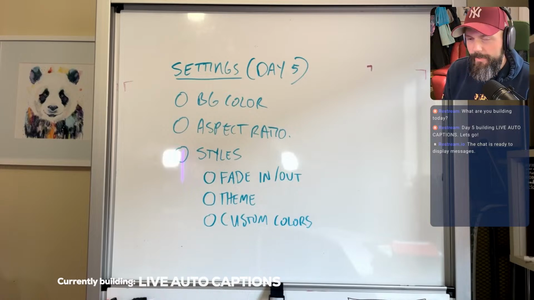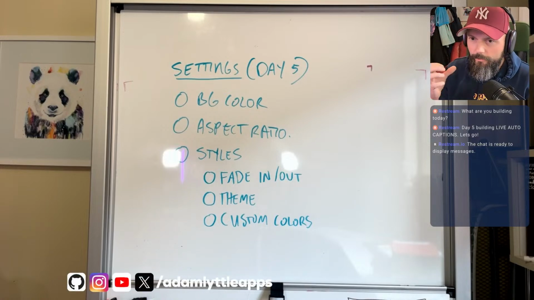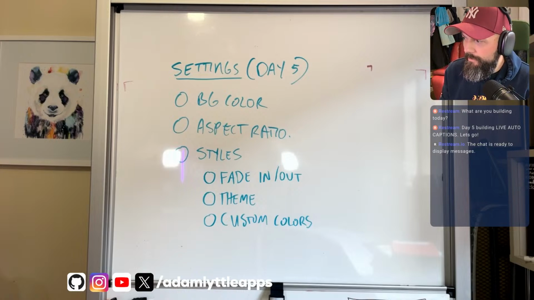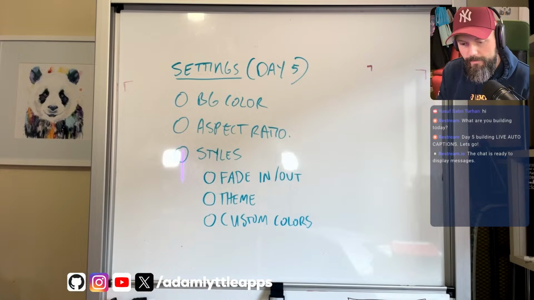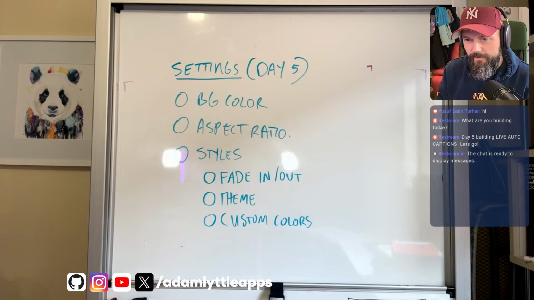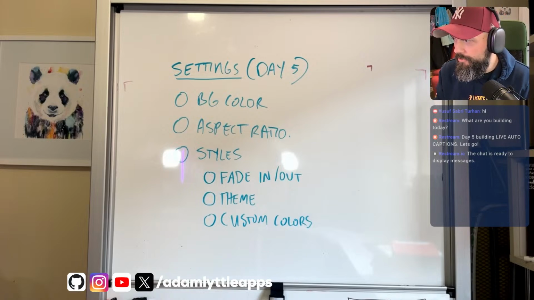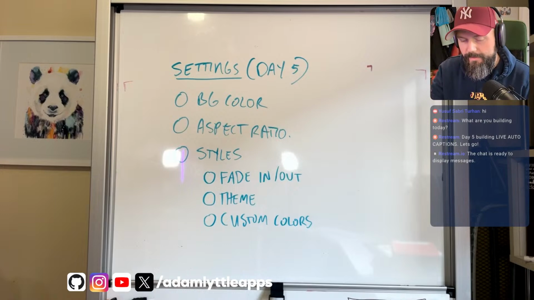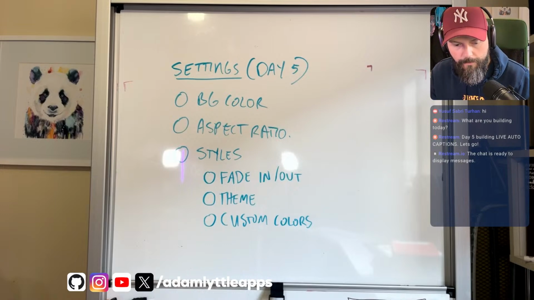I want to set the aspect ratio of the window. So when you resize the window, it'll lock into an aspect ratio. And then I want to get started on the styles. So at the moment, the styles are like just a speech bubble that pops up. In fact, I should have turned that on already. So there's a speech bubble that pops up. I'll turn that on.